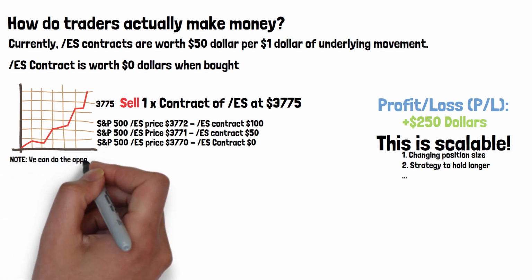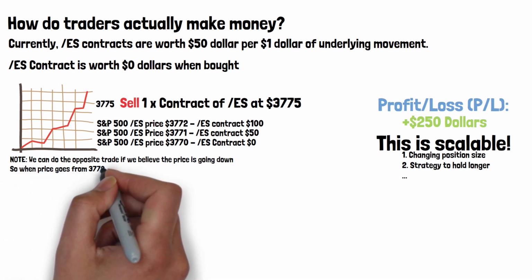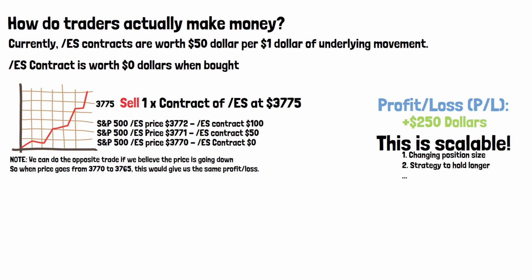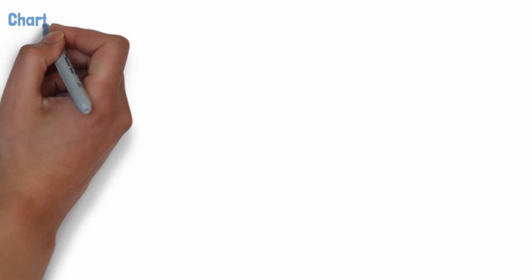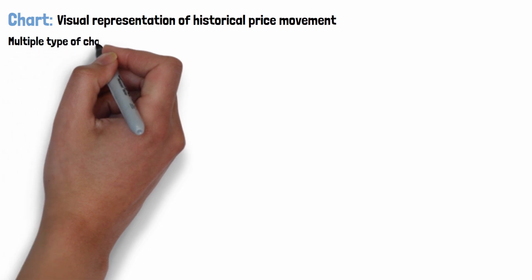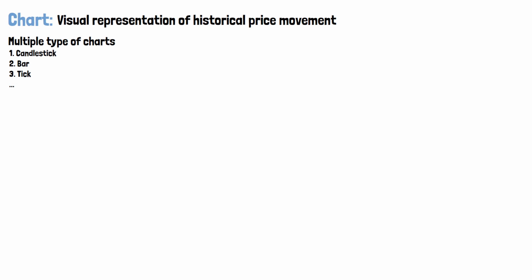Note we can do the opposite trade if we believe the price is going down by shorting it. So when the price goes from $3,770 to $3,765, this would give us the same profit/loss of $250. In order to find these $5 or more moves, we're going to need to learn how to read charts. A chart is basically a visual representation of historical price movement. There are multiple types of charts. To name a few, there are candlesticks, bars, and tick charts, but the list goes on. But in this series, we'll be mainly focusing on candlesticks.